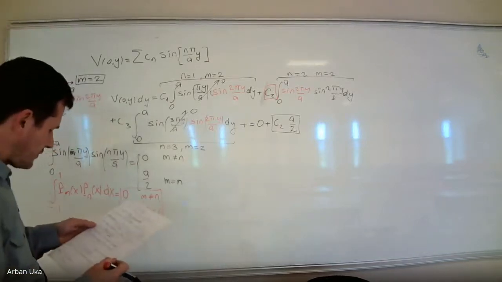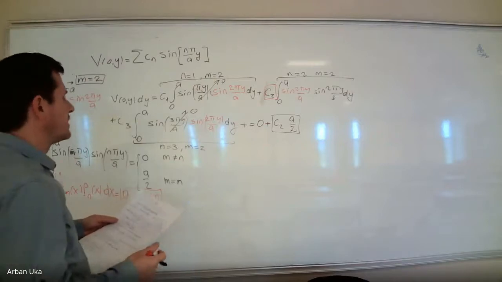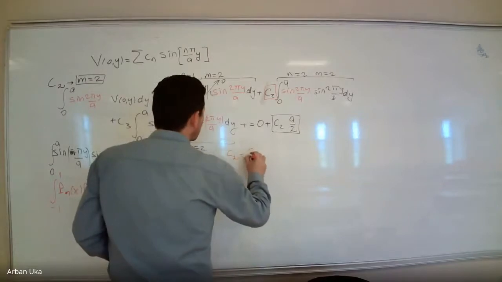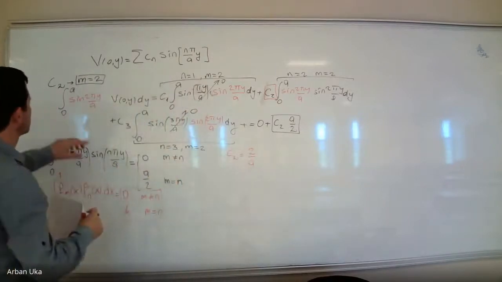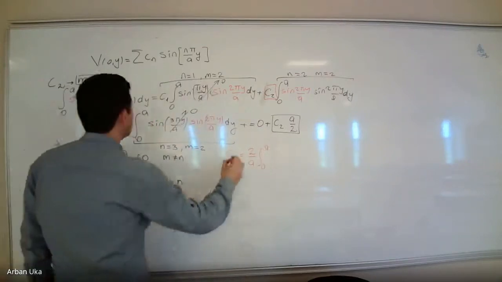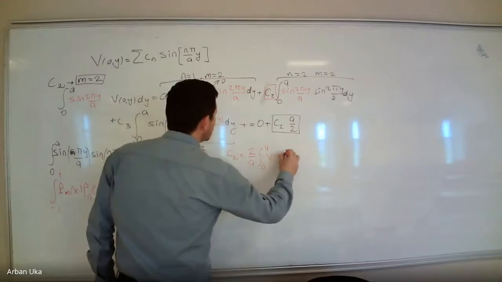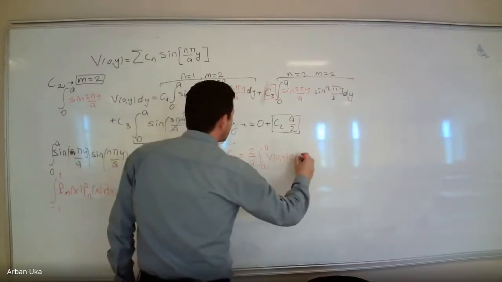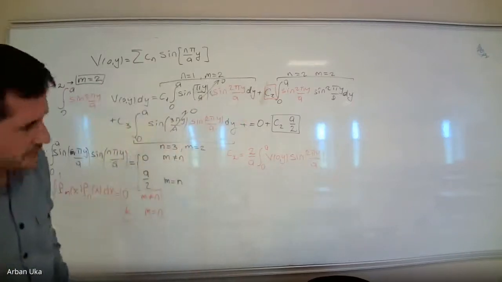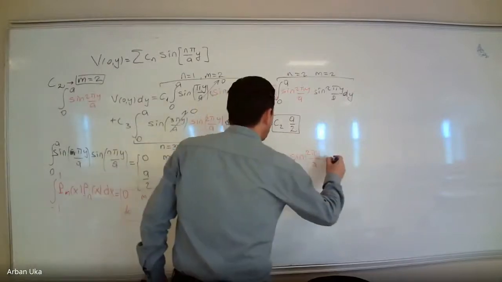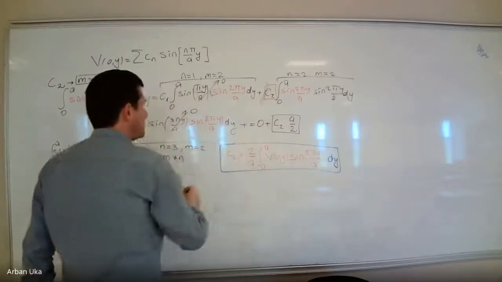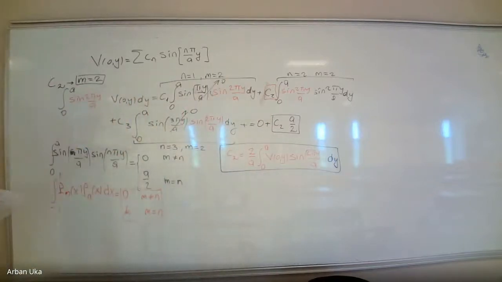So for a moment, it looks like C2 was equal to 2 over a times the integral from 0 to a of V0(y) times sine 2 pi y over a dy, okay? Now this is for C2.